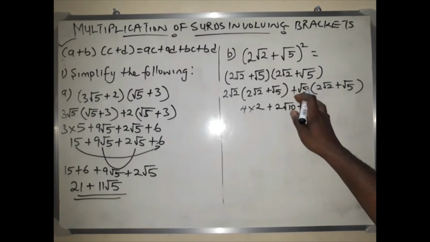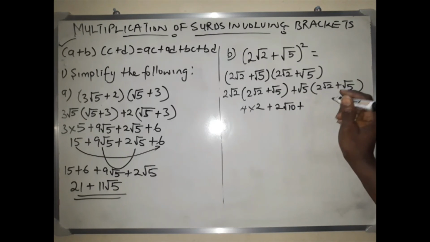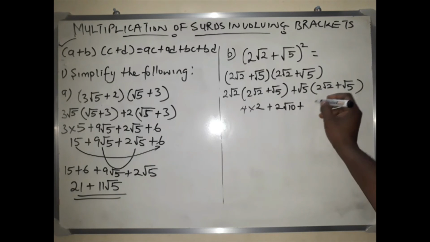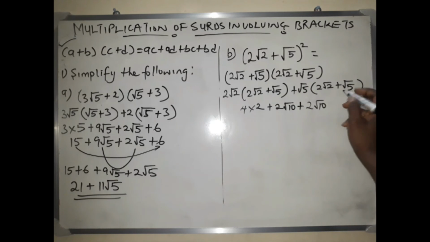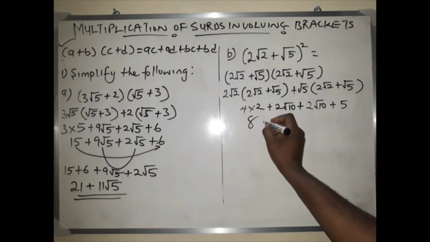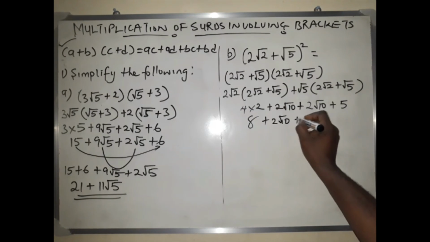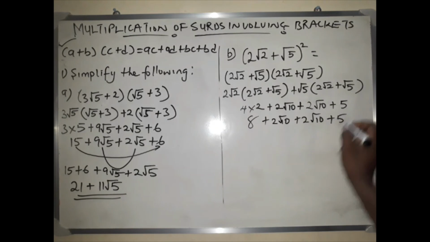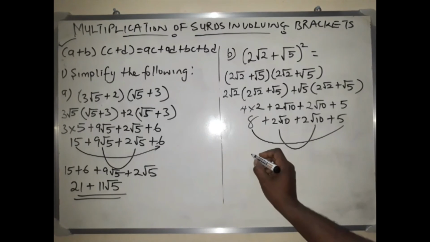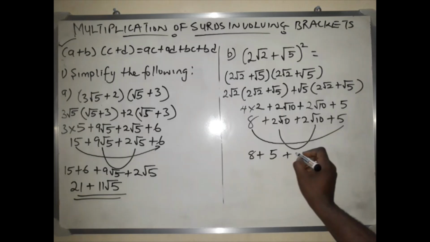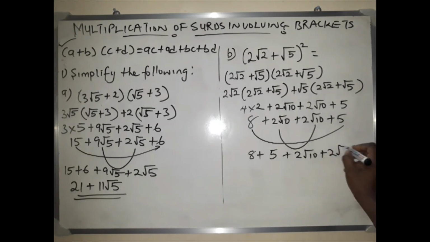Now, next thing is plus root 5 times 2 root 2. Plus root 5 times 2 root 2 will give me 2 root 10. Then plus root 5 times plus root 5 will give me what? Plus 5. So this will now be 4 times 2 is 8, plus 2 root 10, plus 2 root 10, plus 5. So what I do, I collect common terms here. This is whole number, and this is like terms. And I say 8 plus 5 plus 2 root 10 plus 2 root 10.